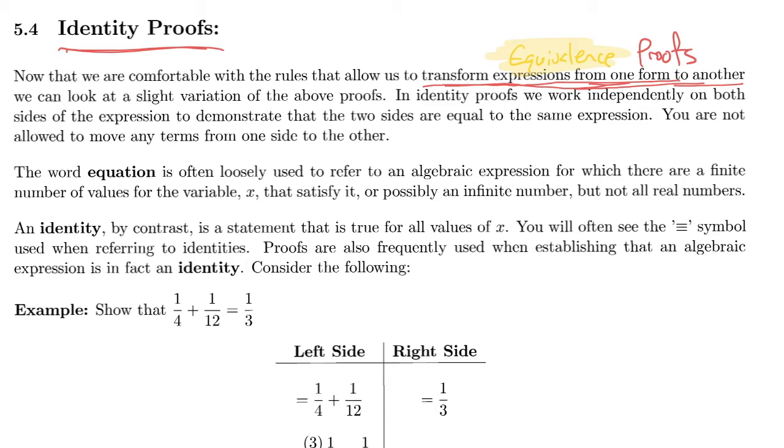In an identity proof, we work independently on both sides of the expression to demonstrate that the two sides are equal. Essentially, we've got a statement of equality, but we don't know that the equality is true. We don't actually know that the left side and the right side are the same. That's what we're trying to prove here. In an equivalence proof, we're assuming it, and then we're taking advantage of it. We've got rules that allow us to move ahead, assuming that equality is true.